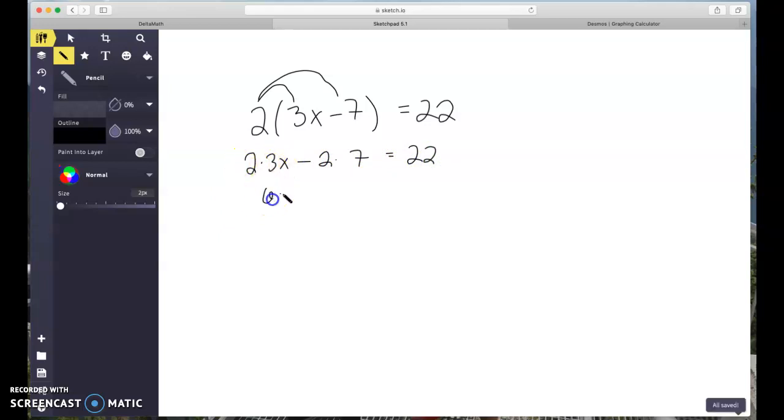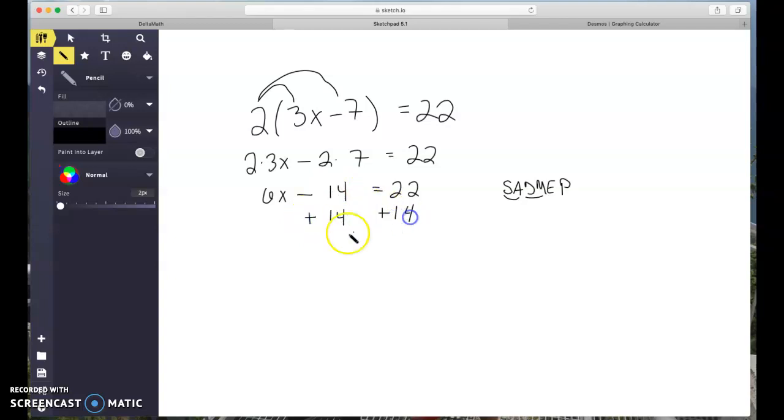2 times 3 gives me 6x. 2 times 7 is 14. Equals 22. And now it's just a two-step equation from here. I'm going to follow reverse order of operations, or SADMEP, to undo, or to do my inverses, right? So the first thing I want to undo is my added or subtracted term. So minus 14, I'm going to undo with plus 14.